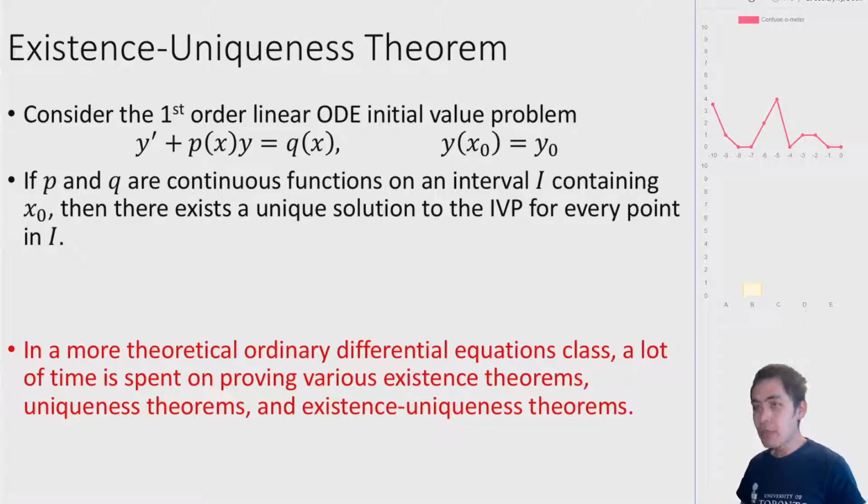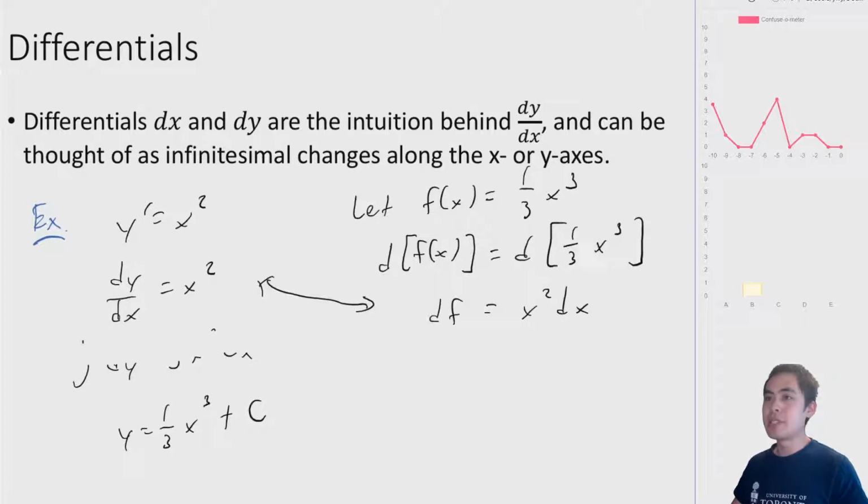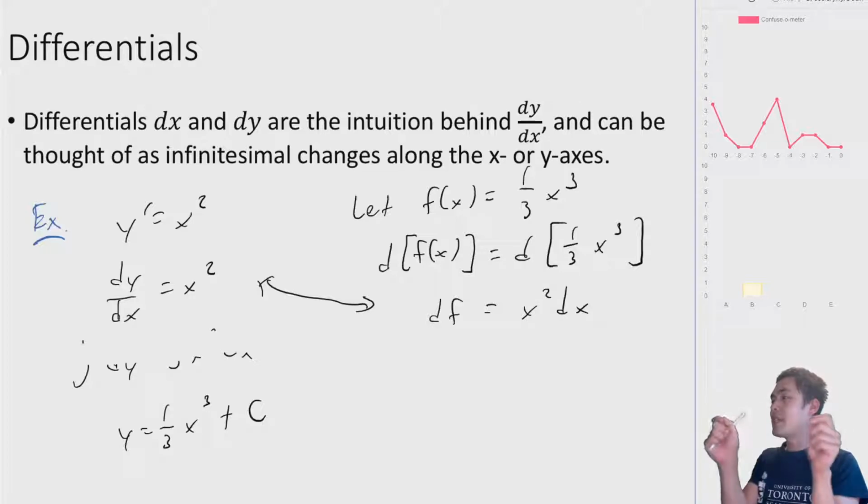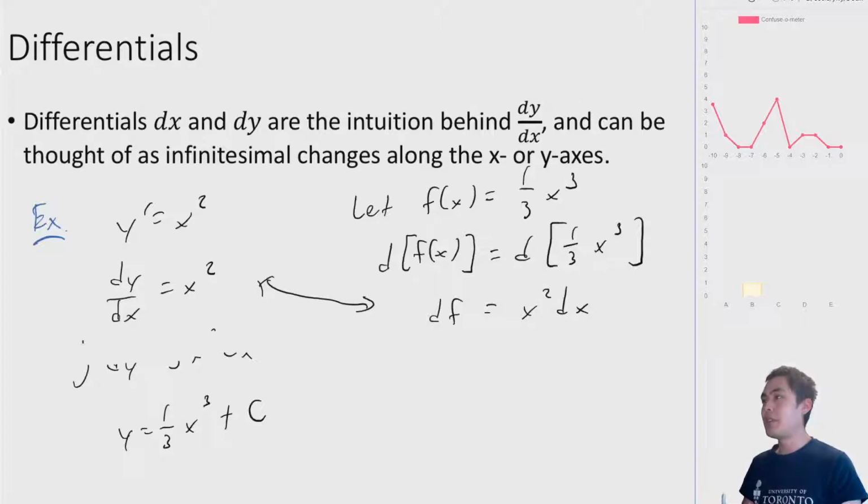Luckily, in practice, the fact that something works in real life often does mean that it has a solution. The other thing we covered last Wednesday was what differentials are. You can think of differentials as infinitesimal changes along the x or y axes. This is the intuition behind derivatives, because you're taking an infinitesimal change along the y-axis divided by an infinitesimal change along the x-axis, and that gives you the instantaneous slope. These are also very useful for integration, because you're using them to define the tiny rectangles that you're adding up together for the Riemann sums.